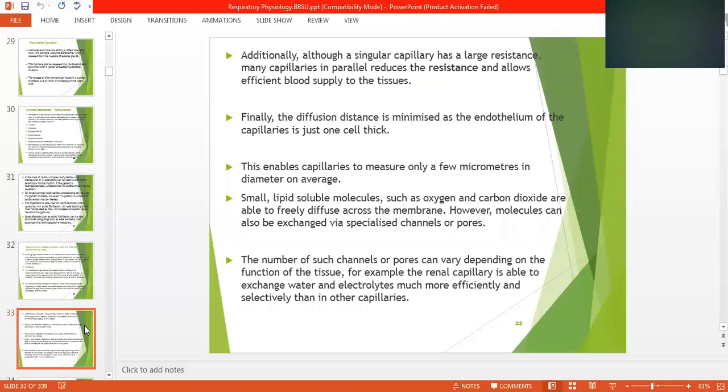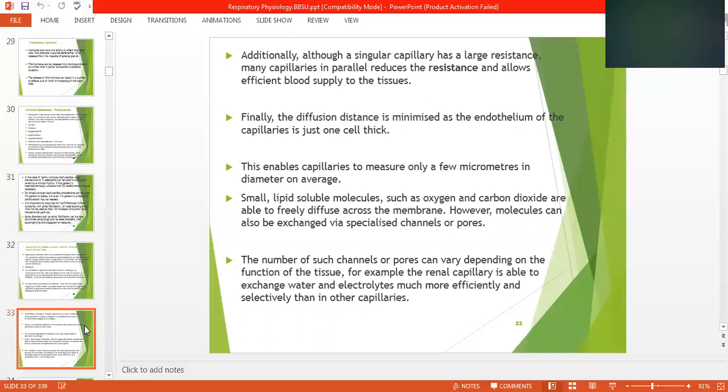Additionally, although a single capillary has a large resistance, many capillaries in parallel reduce the resistance and allow efficient blood supply to the tissue. Of course, there is large resistance in many capillaries delivering blood to those tissues, but along with those capillaries there are other capillaries which provide blood to the tissue, reducing the resistance.